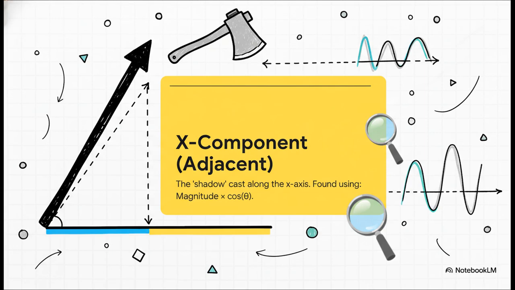That shadow right there on the floor, that's the x component. It's literally telling you how much of that stick's total length is pointing in the x direction. And the way we find its length is with the cosine function. Now, don't let the name scare you. Cosine is just like a chopping function. Its whole job is to take the full length of the vector, the stick, and chop it down to tell you the length of the shadow that's adjacent, or right next to, the angle you're working with.